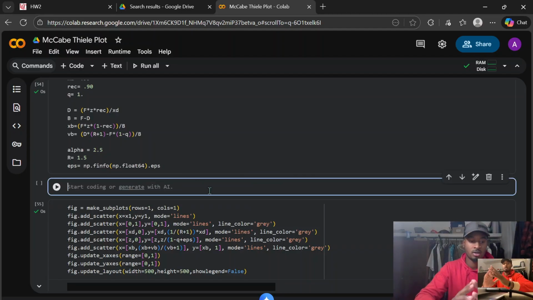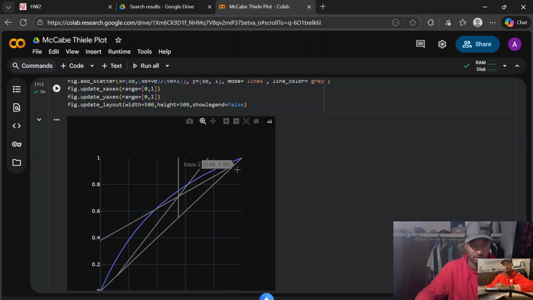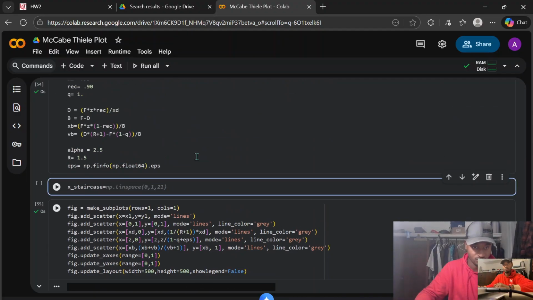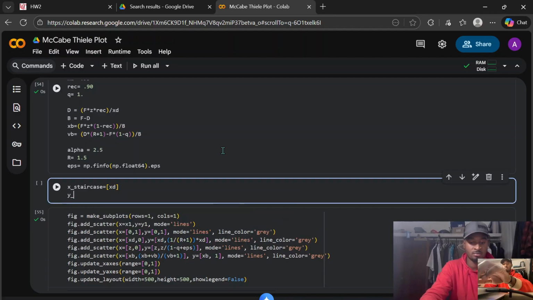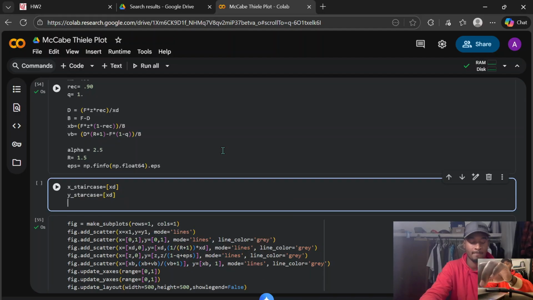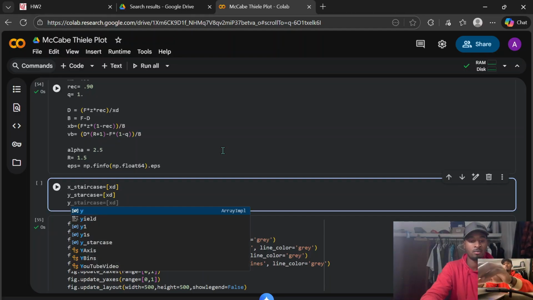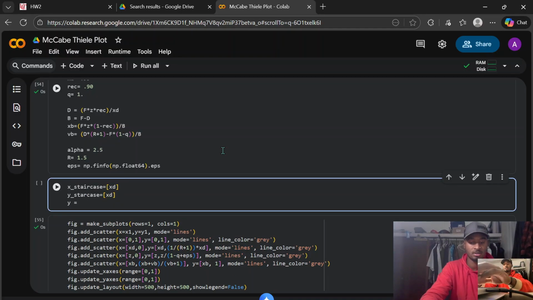First we'll define our variables here. We'll say x underscore staircase here, and since we know we're starting at the top where the distillate value is, we can set that value to be equal to our distillate composition. So here we set that as xd, and for y we do the same, y staircase. We set that as xd as well. And then our starting value for y will actually be xd.